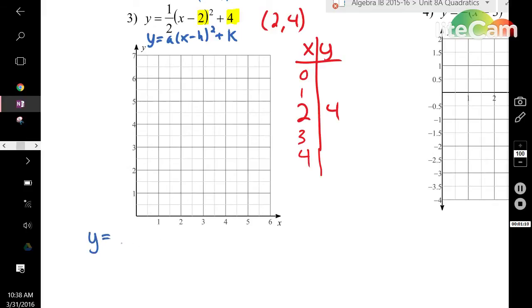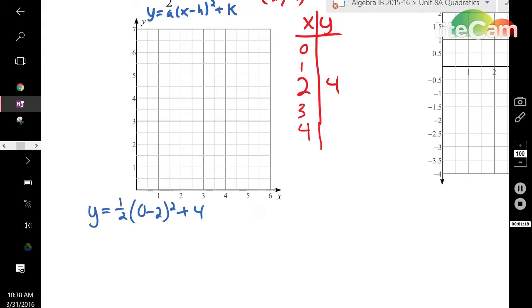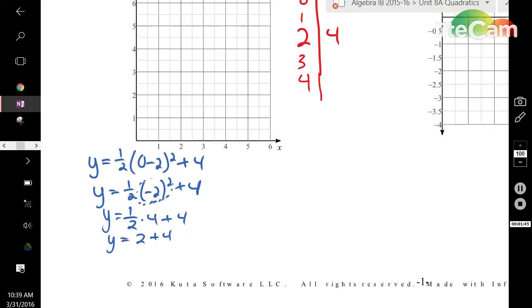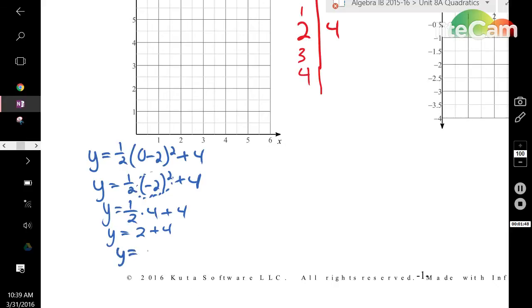First one is 0, y equals 1/2 times (0 minus 2) squared plus 4. Order of operations, parentheses first, that's going to be 0 minus 2, negative 2 quantity squared. Exponents are next. So do not multiply 1/2 times negative 2. You've got to do negative 2 squared first. So 1/2 times 4, because negative 2 squared is 4. Then do multiplication. 1/2 times 4 is 2, plus 4, and y equals 6.